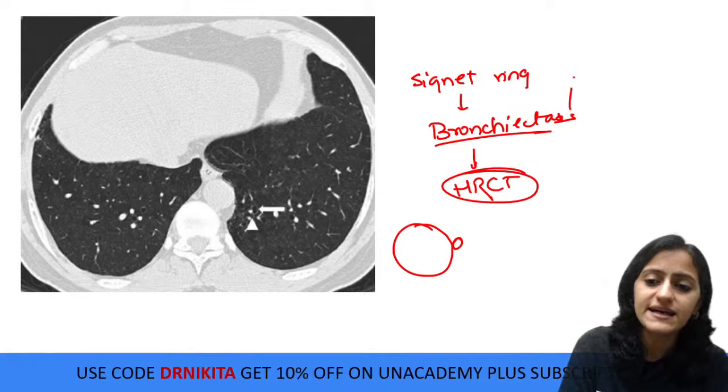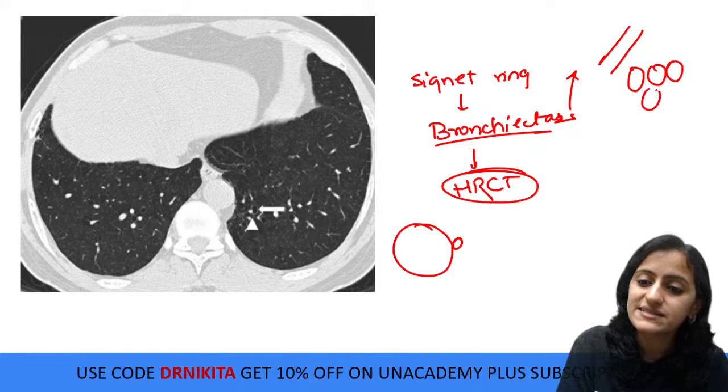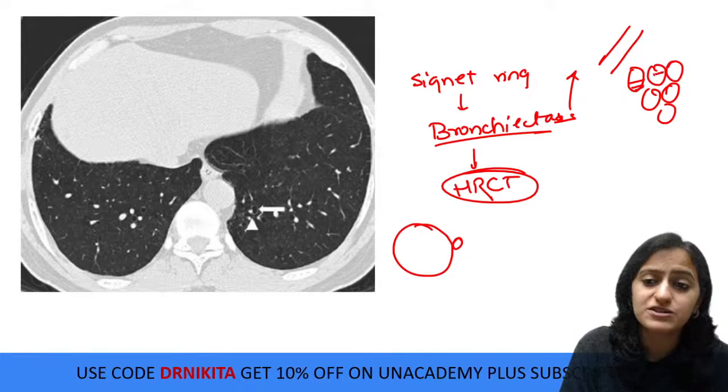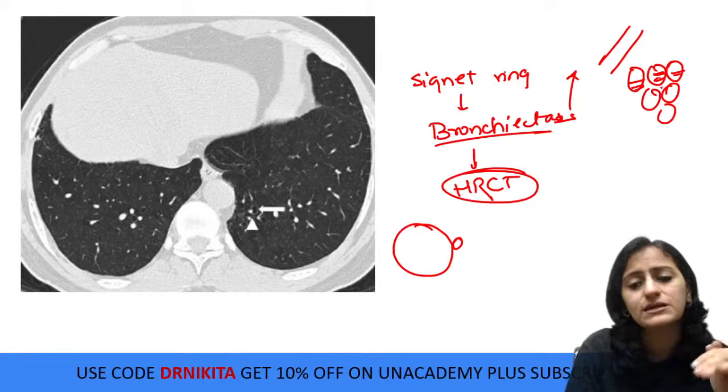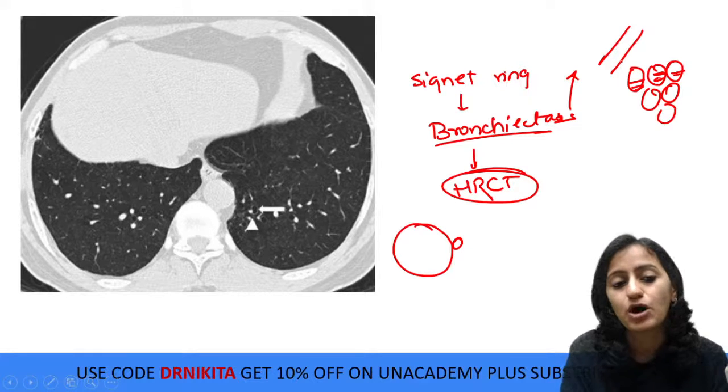The other sign seen in bronchiectasis is the tram track sign. In cystic bronchiectasis, you can get the bunch of grapes appearance where they can show you the air fluid level as well. So you can get bunch of grapes, tram track, and Signet Ring sign in bronchiectasis.